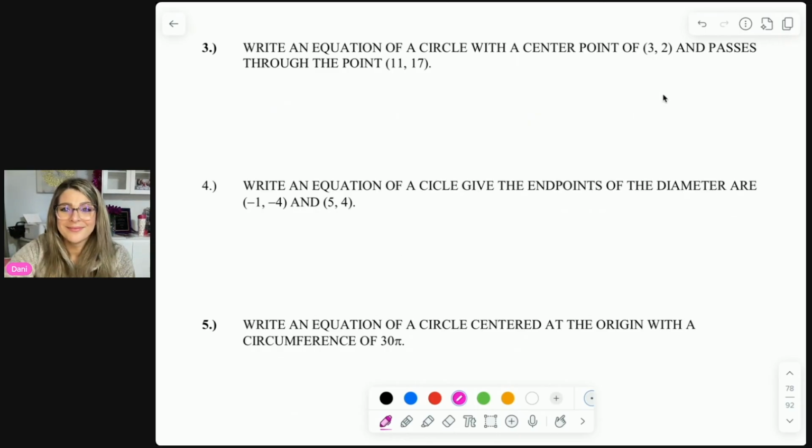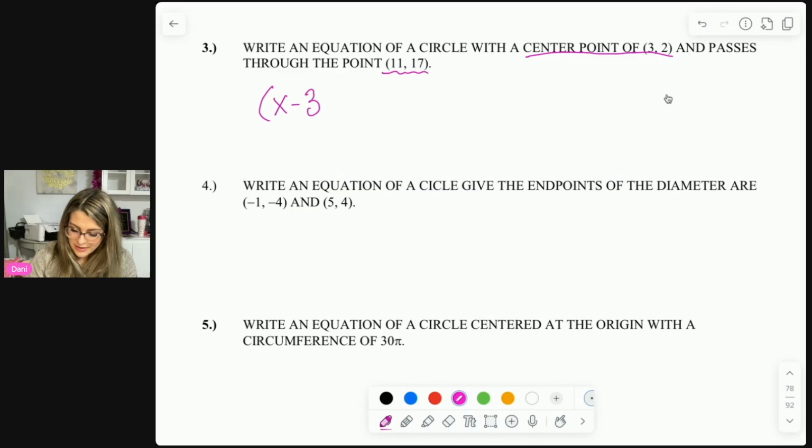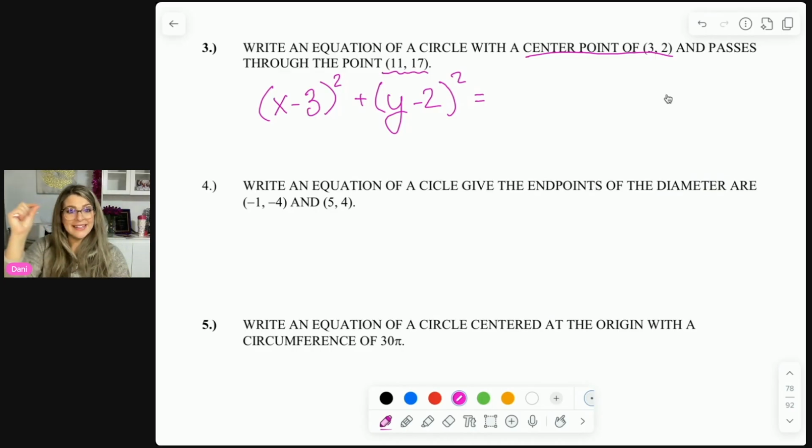All right. Okay, so this first one is giving us the center point, and then it's giving us some other point on the circle. So we can do the first part of this equation. So we can have our x minus 3 the quantity squared plus y minus 2 the quantity squared. But what is the radius? Well, the radius is the distance between the center point and any other point on the edge, the circumference of that circle. So we get to do distance formula.